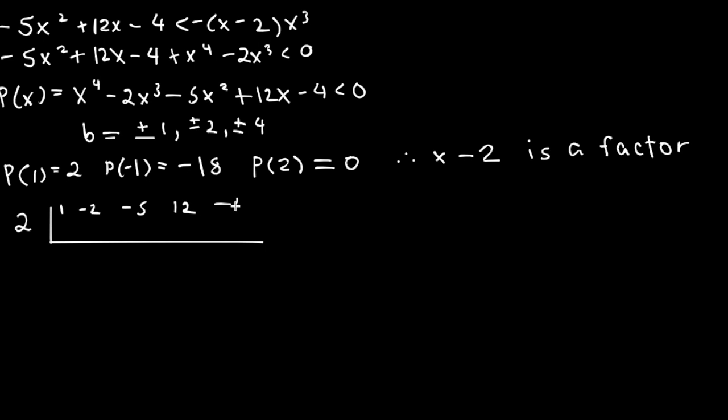So we write all the coefficients, and then we're going to do some adding. And by the time we're done, we can rewrite our polynomial p of x as x minus 2 multiplied by x cubed minus 5x plus 2, and that's less than 0.